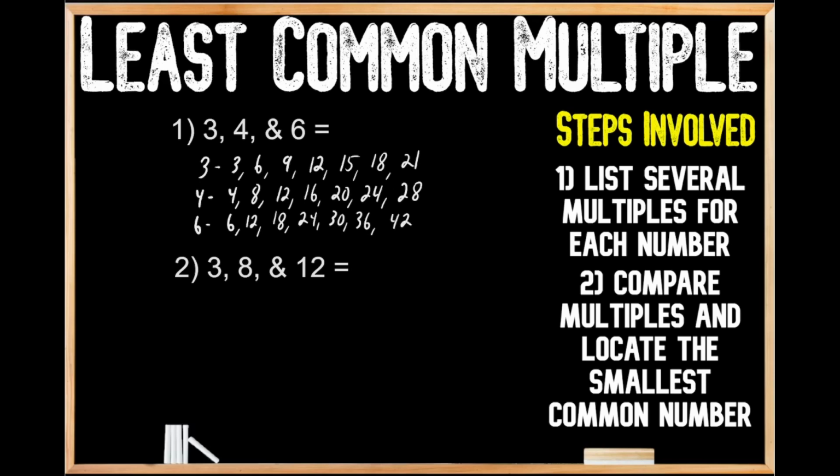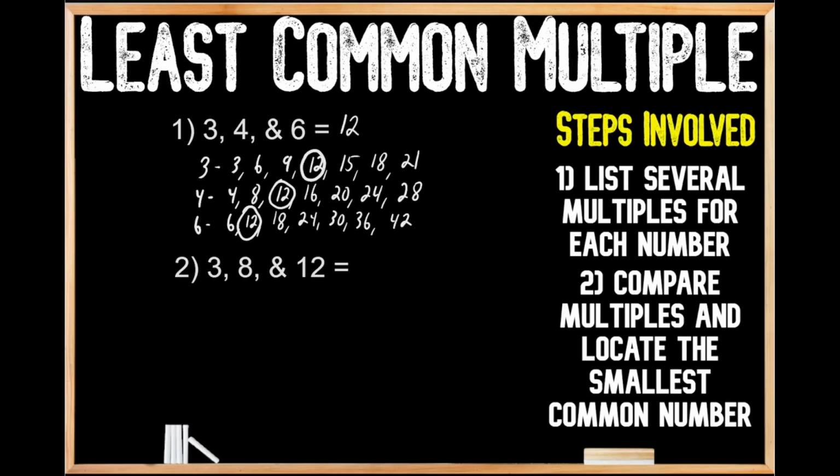So now that we've finished step number 1, we can move on to step number 2, which is to compare the multiples and locate the smallest common number. And when we compare the multiples of 3, 4, and 6, we can see the smallest common number here is 12. So since 12 is the smallest common number for these three numbers, the least common multiple for 3, 4, and 6 is going to be 12.